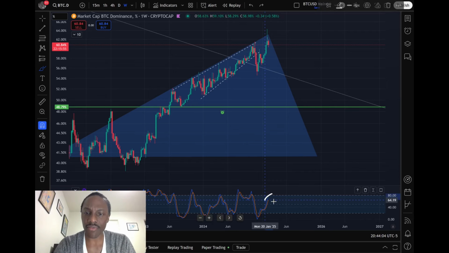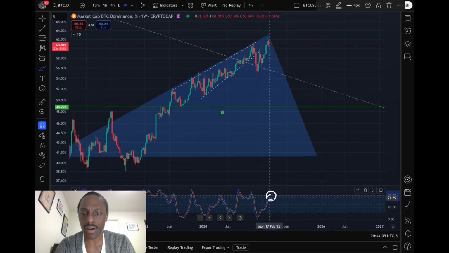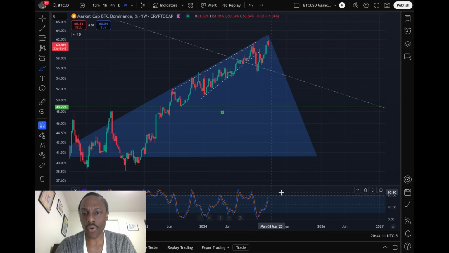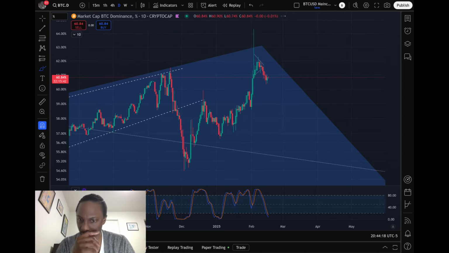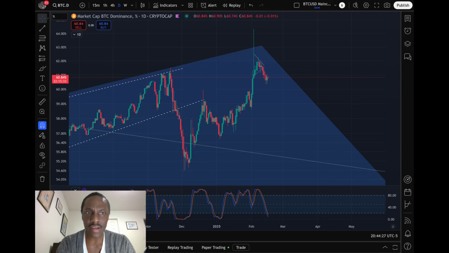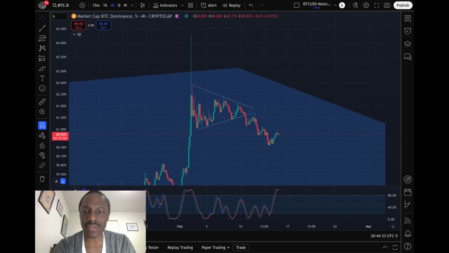On the weekly time frame, which is about to close in a few hours, we have our stochastic RSI that's overheated. So we're expecting it to round out, okay? On the daily time frame, we have already started going down, okay? And so you can see here that there's something here. Let's zoom in. Let's go on the 4-hourly time frame. Let's look at this. So there's something here whereby Bitcoin dominance is breaking down somewhat.